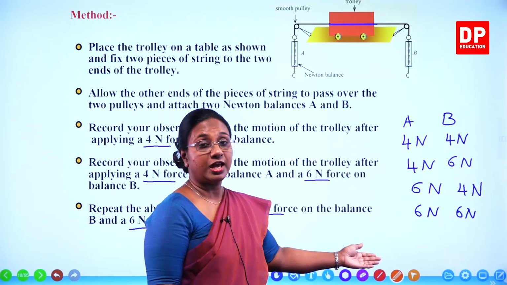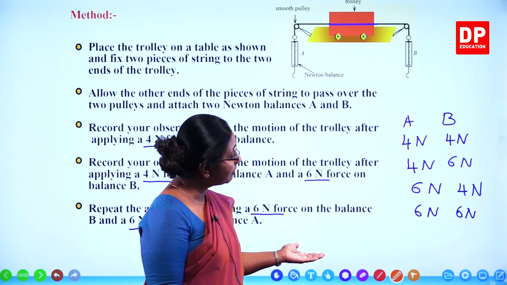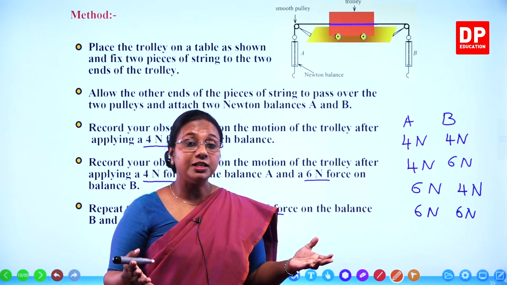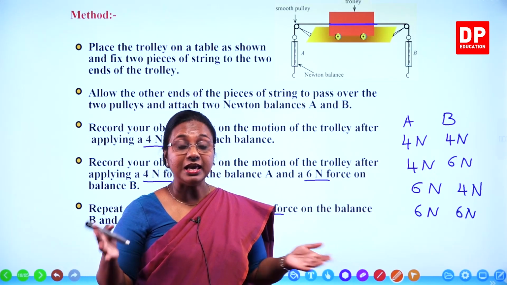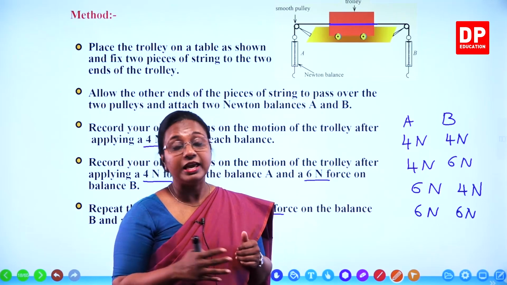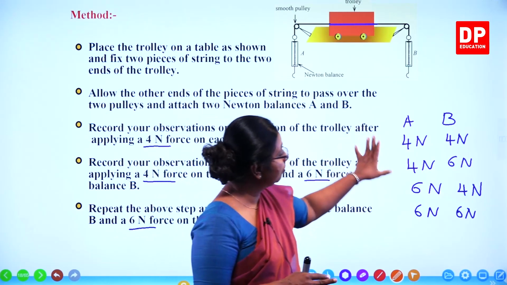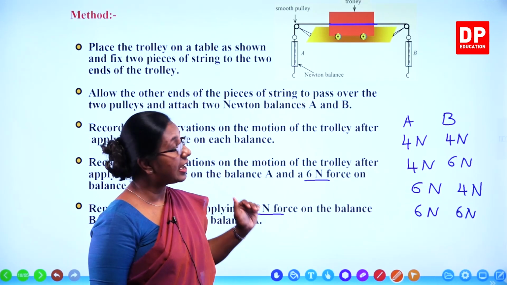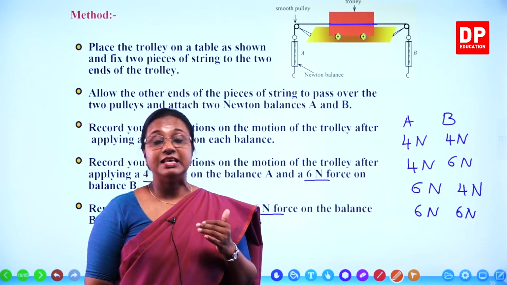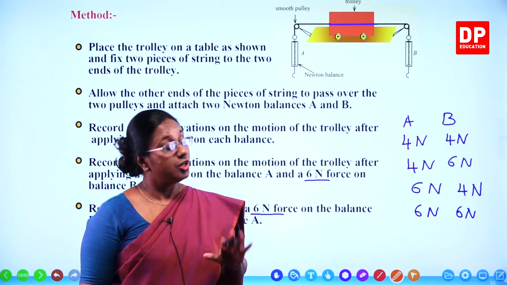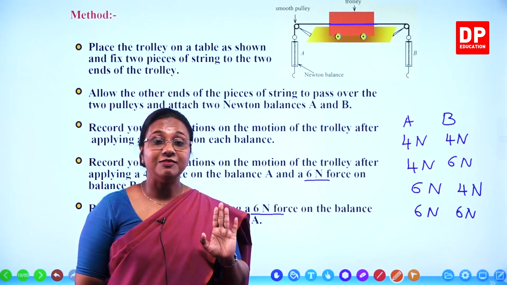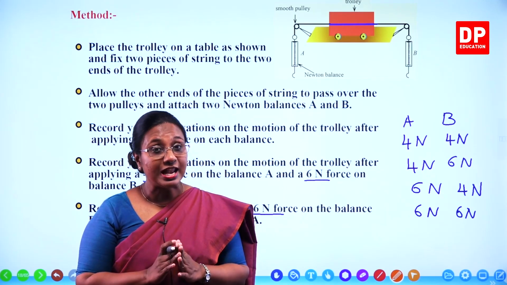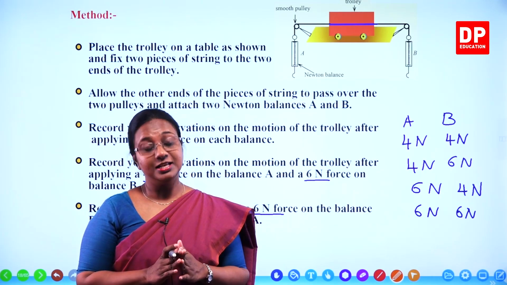In addition to that, if you all like, you can repeat the activity further by applying equal magnitudes to both A and B and different magnitudes to A and B. So then also you will be able to understand what happens when we apply collinear forces in the opposite direction. I am sure this is a simple activity. You all would have understood the procedure clearly. So let's go to the lab and do this activity now.